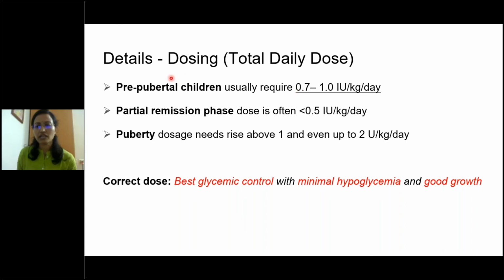So what is the total daily dose for pre-pubertal children? Anywhere between 0.7 to 1, and it is just a starting dose. It can go up to 2 units in the pubertal age group. After discharge, it can go down to 0.5 also, in the honeymoon phase.